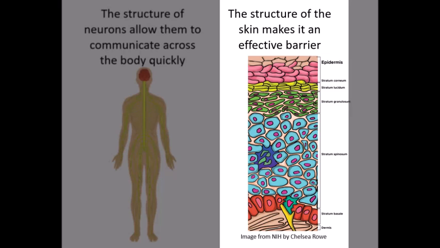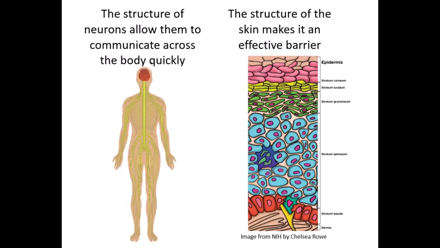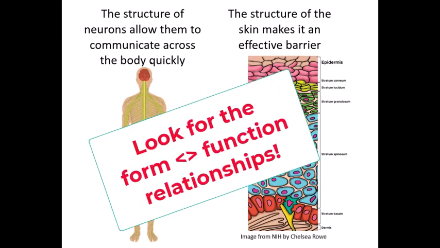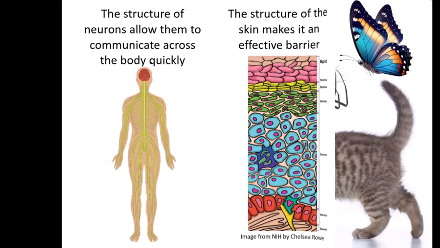Skin functions as a barrier between the outside of the body and the inside of the body because there's lots of cell layers, they have tight junctions between the cells, there's waterproofing molecules between the cells, and on top of that, there is a protective fibrous protein called keratin inside those cells. As we go through the course, look for those connections, that beautiful relationship between form and function.